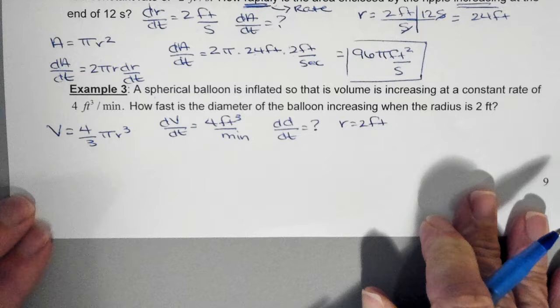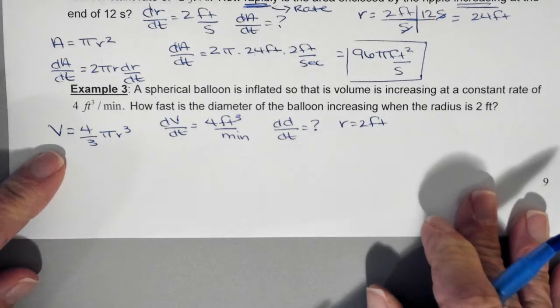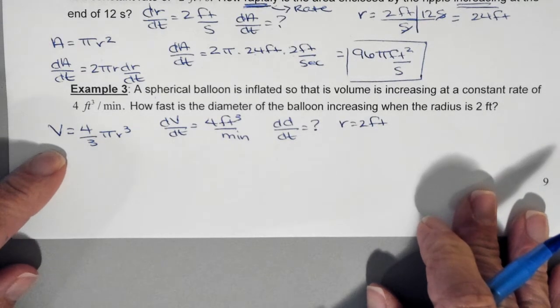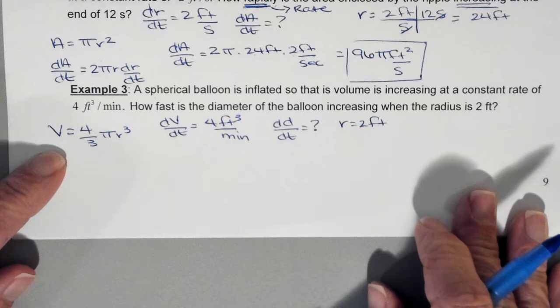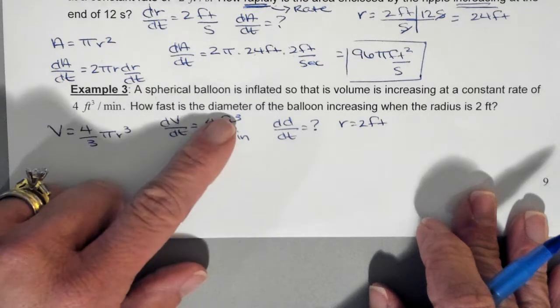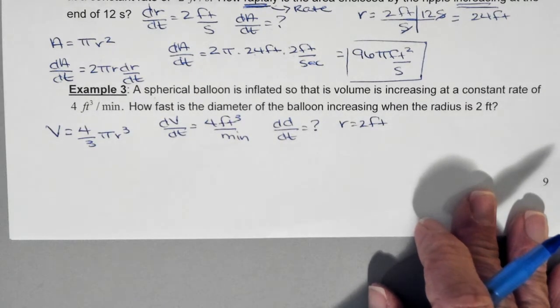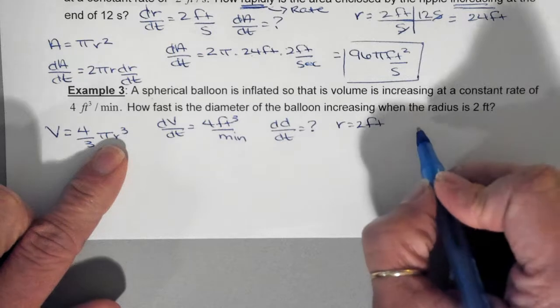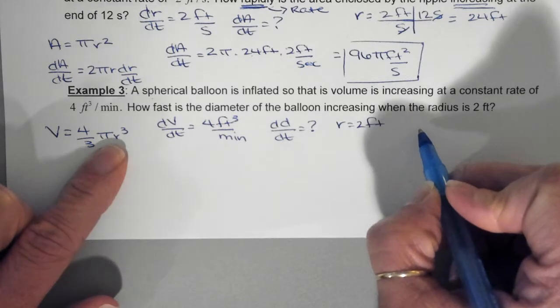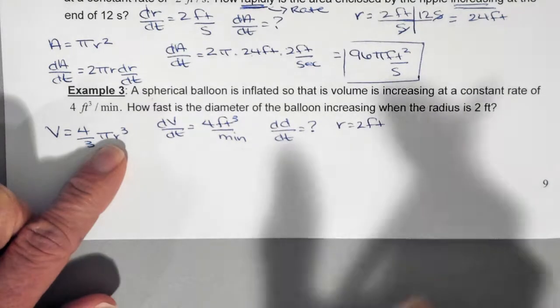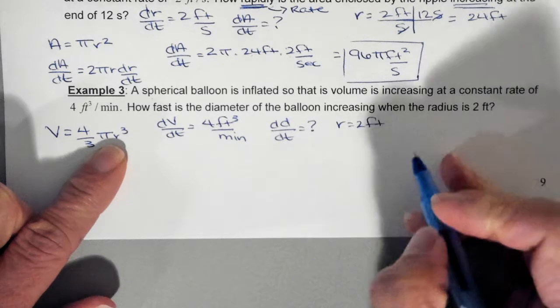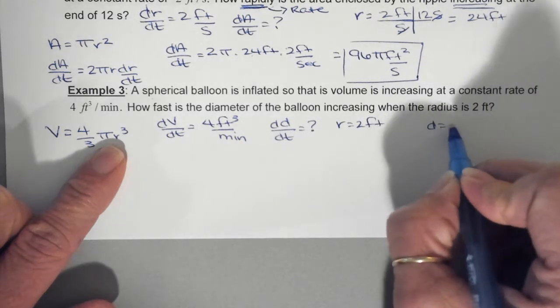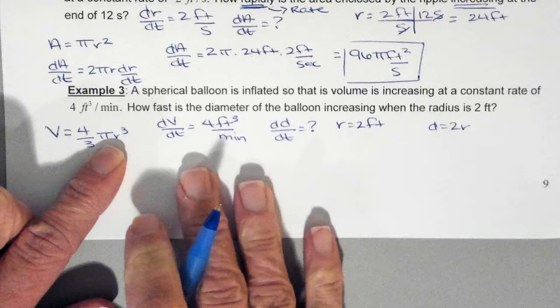Okay. So if I go back to my formula here, my volume is 4/3 pi r cubed, but they want to know about the diameter. So what I need to think about is the relationship of the radius and the diameter. So I need to make a substitution here. First of all, what is the radius to the diameter in terms of measurement? Okay, so d is equal to 2 times r.